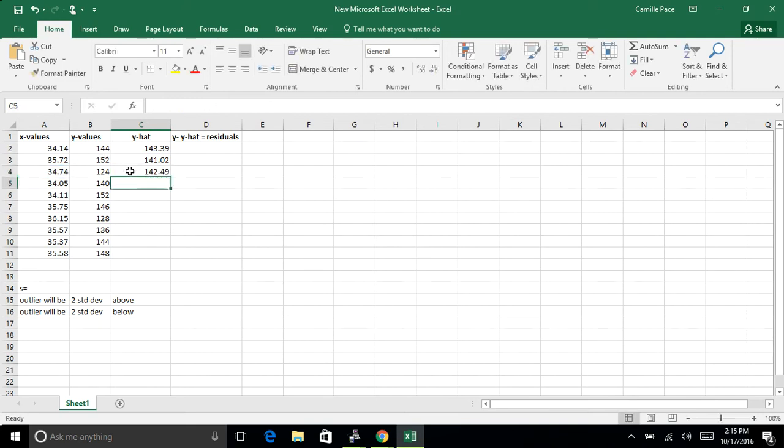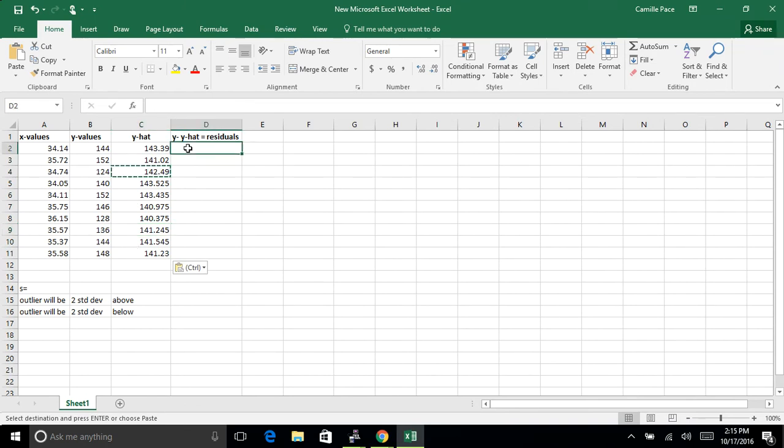Here is a cheat. Since I did this equation up here, I can do Control C and go all the way down and do Control V. If that was confusing to you, then just do it all by hand. Because all I did is I did the same formula over and over again, okay?